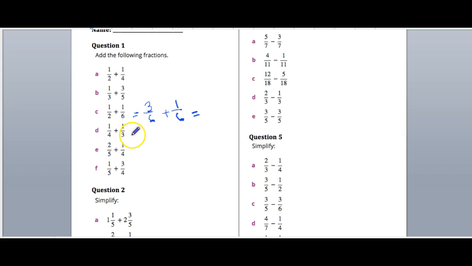4 and 3. Okay, so I can't think of anything. Let's do 4 times 3 is 12. Is there anything smaller? No. So we're going to have them both over 12. Okay, and I'm not going to go any further with that one. 5 and 4. I can't think of anything other than 5 times 4. So that's going to be over 20 for that one. And then the last one, well, we're working with the same fraction, so it's going to be over 20 again.